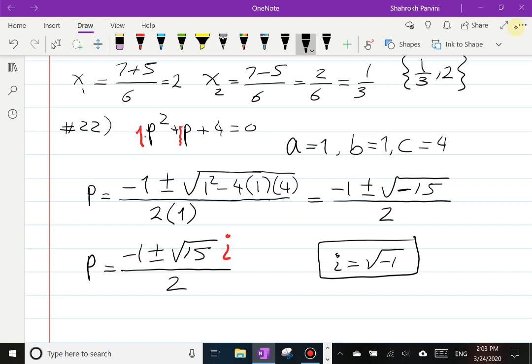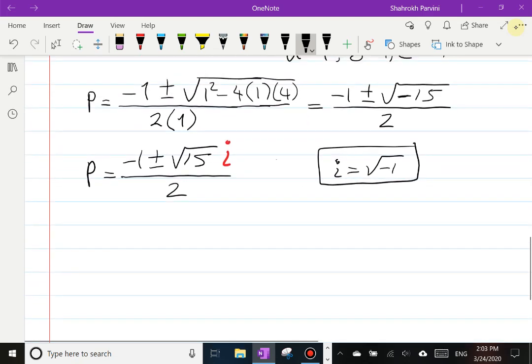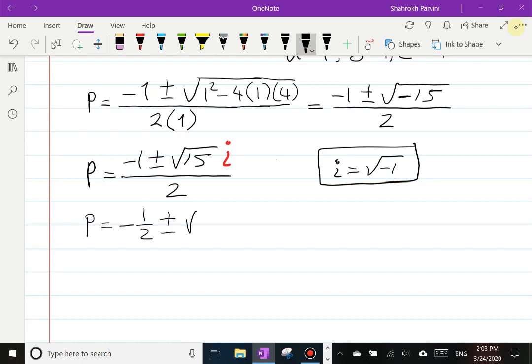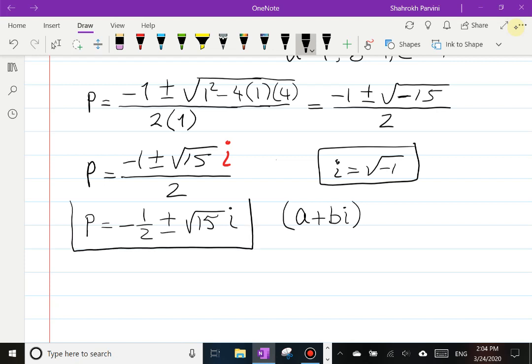So we got two complex solutions. Now I'm just going to rewrite P in the form negative 1/2 plus or minus root 15 I, just to maintain the form of a complex number. Remember, it was the A plus BI form, so I'm trying to conform to that. And there you go. We got the two solutions. So in this case, we have two imaginary solutions.